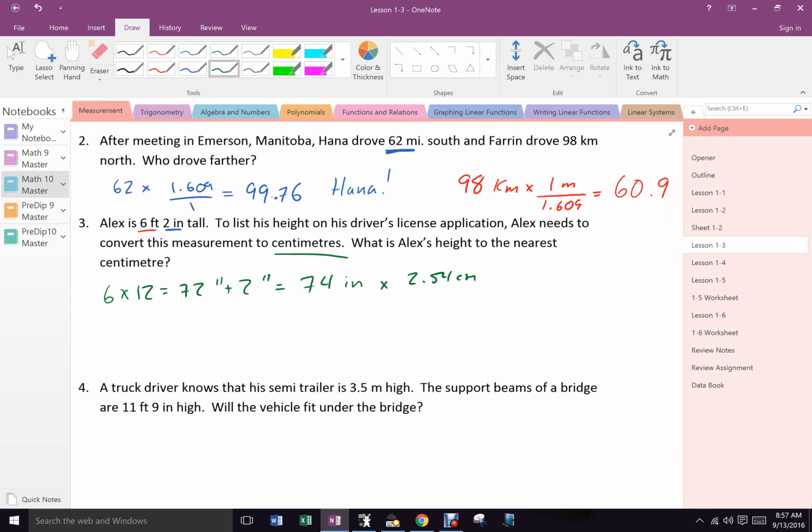Does divide by 1 change our answer? No. So I'm not even going to write it. You'll notice I am already starting to incorporate my own shortcuts into my work. Now, some of you might be a little nervous about that, and you may want to still write it's over 1 inch. That's cool. Go ahead. So what's the answer? 74 times 2.54? 187.96. I want the nearest centimeter, so I round that off to 188.